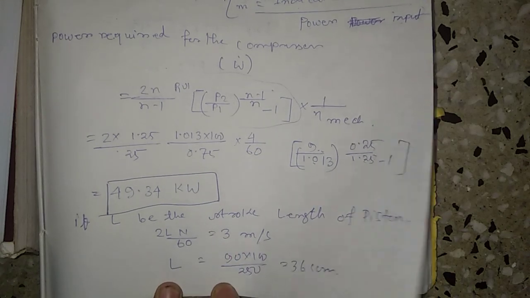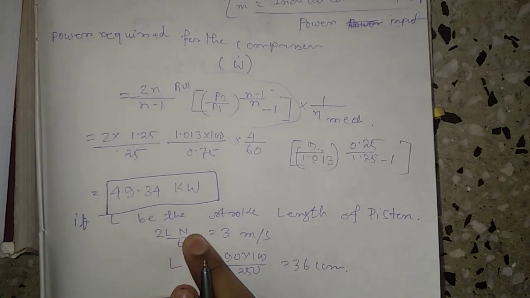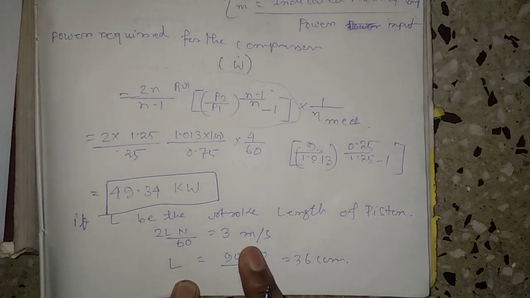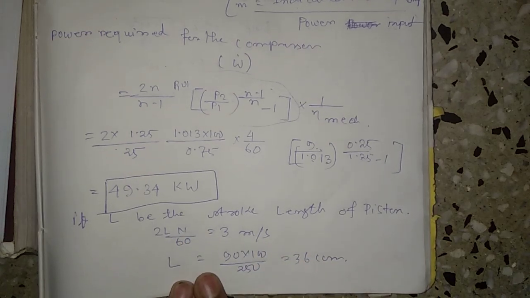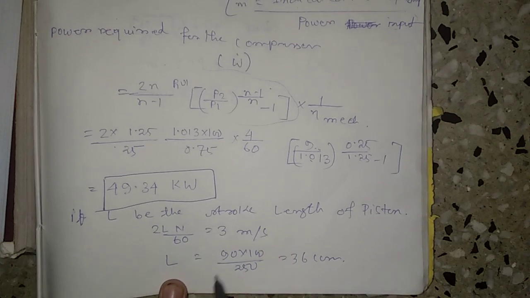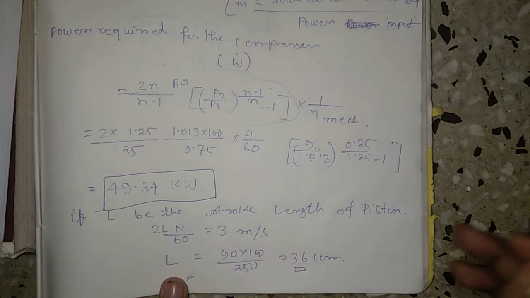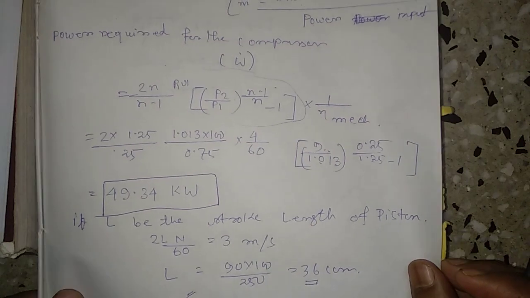From that equation, you already know the value of N, the speed that is given in the numerical as 250 rpm. So from that expression, you can calculate the value of L, that means the stroke. Stroke is your 36 centimeter. Okay, 36 centimeter.